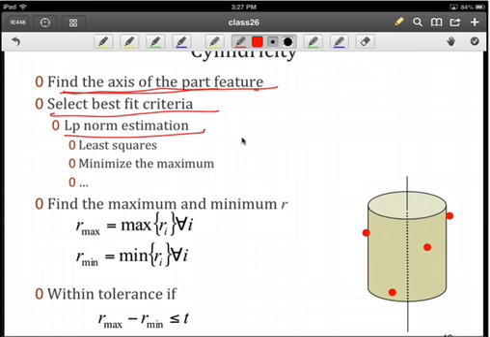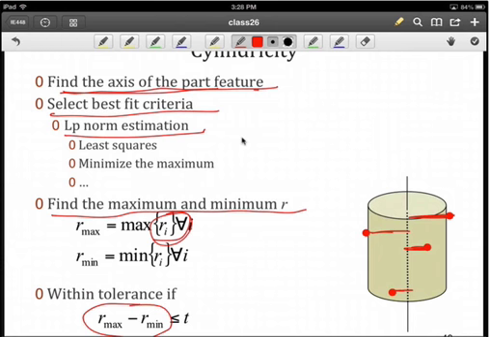So we'll select an LP norm estimation method and find the minimum and maximum R based on that fit. The maximum will look through all the R sub i's. If you recall previously, that's the distance from the point to the axis that we find. And then we'll take the difference between those two and see if it is within our tolerance zone width.